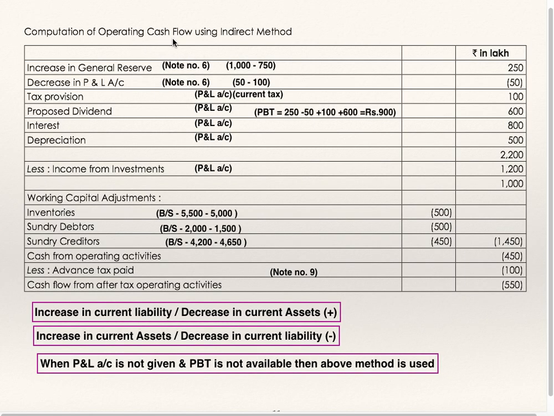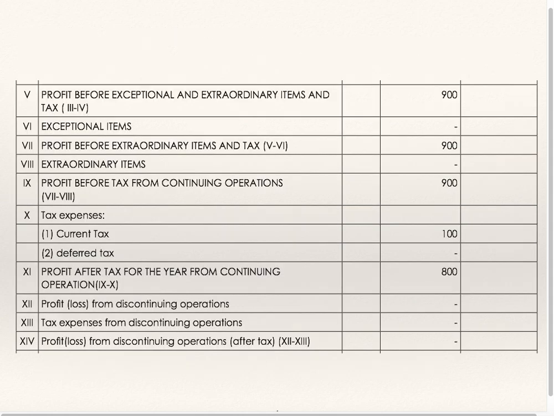Now, computation of cash flow from operating activity by indirect method. What you can do is, from the profit and loss account you can directly take profit before tax, profit before exceptional, extraordinary items and taxes, 900.